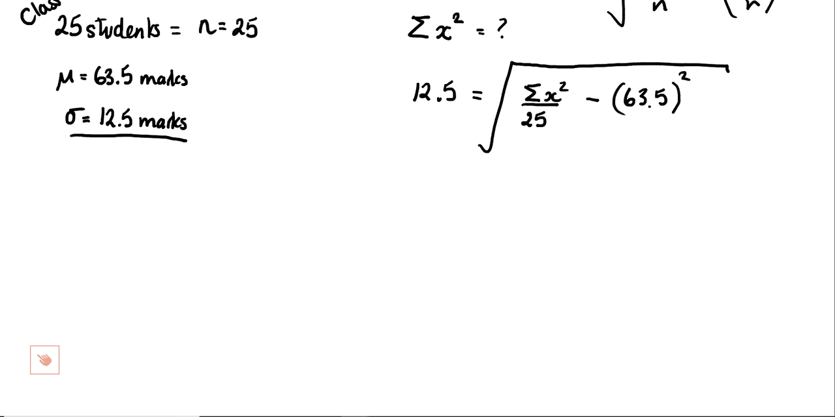So, first step. It's in the book, so how clever are you? What did you do first? Get rid of the square root. So we're going to square both sides. So I get 12.5 squared is 156.25. So that equals all of this minus 63.5 squared. What can I do now?